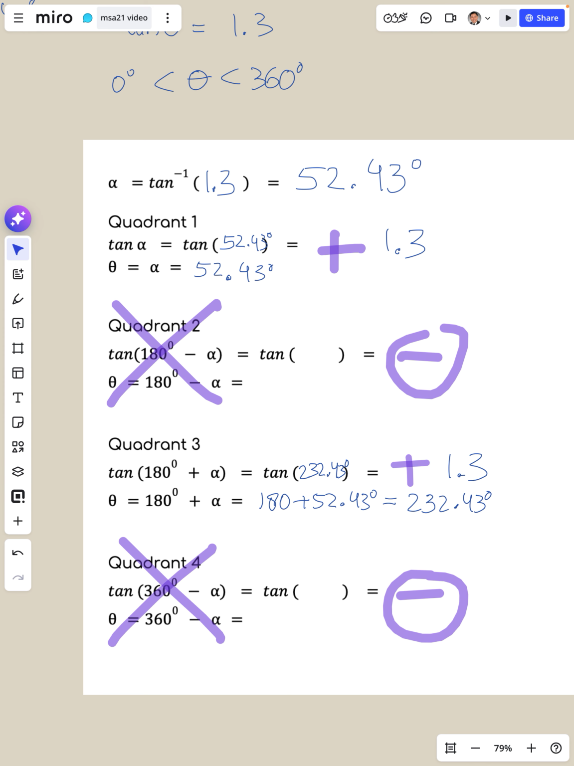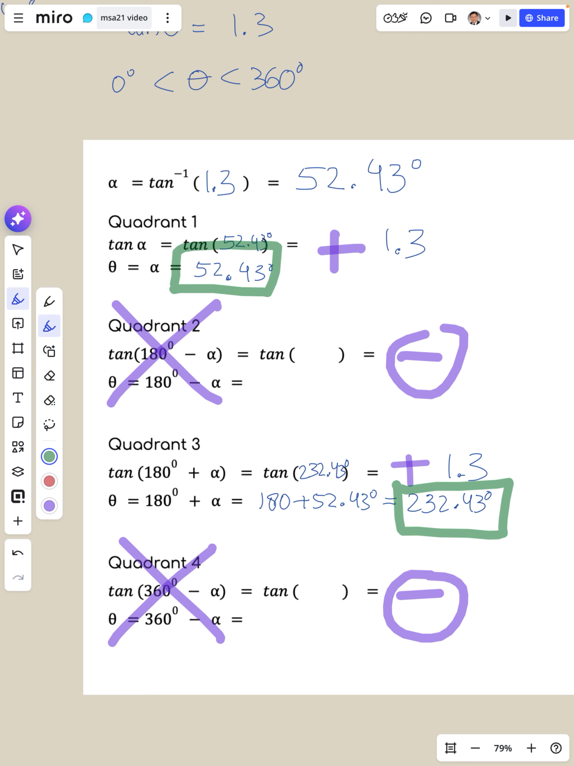How do we check the answer? Very simple, you just press using the calculator. Tangent 232.43. I get 1.2999, which is near to 1.3. That is our answer, and we already checked the answer. We have two answers, 52.43 and 232.43.